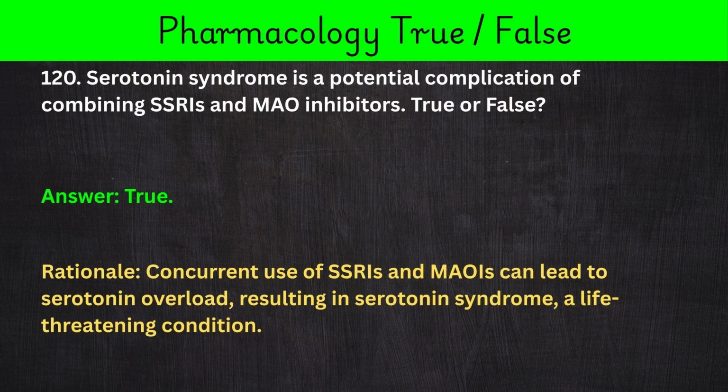120. Serotonin syndrome is a potential complication of combining SSRIs and MAO inhibitors. True or false? Answer: true. Rationale: concurrent use of SSRIs and MAOIs can lead to serotonin overload, resulting in serotonin syndrome, a life-threatening condition.